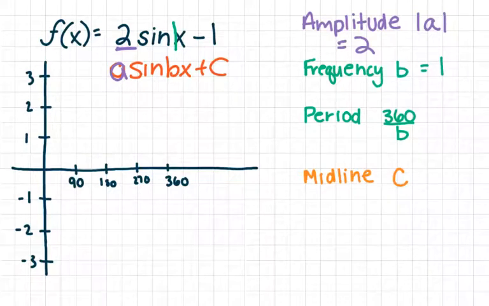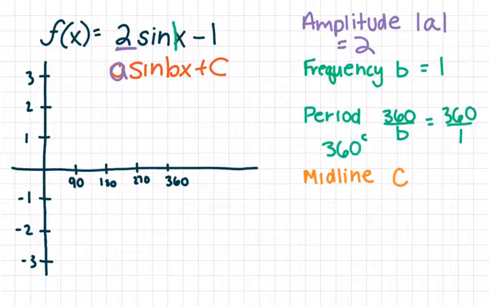The period is how long it takes to complete one full sine curve, and for that I take my b value of 1 and put it over 360. This gives me a period of 360 degrees. The midline will be my c value. So here my c value will be equal to -1.